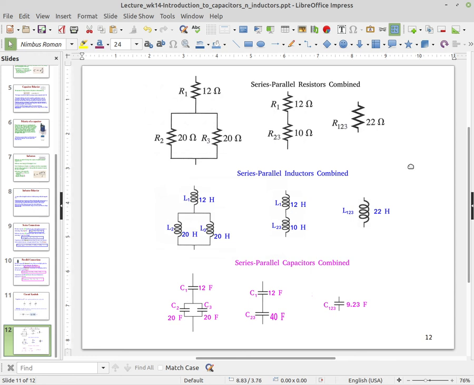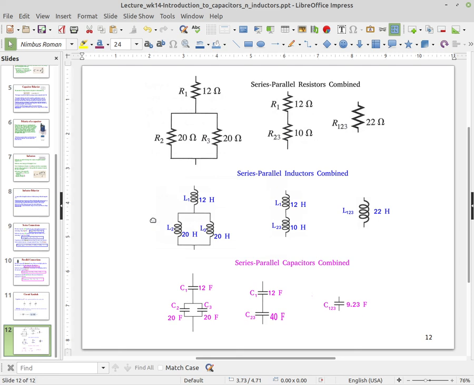Here's just a combination. At the top we have a simple series-parallel resistor circuit. The first resistor has 12 ohms resistance, and the other two resistors are in parallel and they're 20 ohms each. The first thing we would do is combine the two parallel resistors, which I called R23, and that's only going to be 10 ohms. Now we have this R23 in series with R1, so the total is 22 ohms.